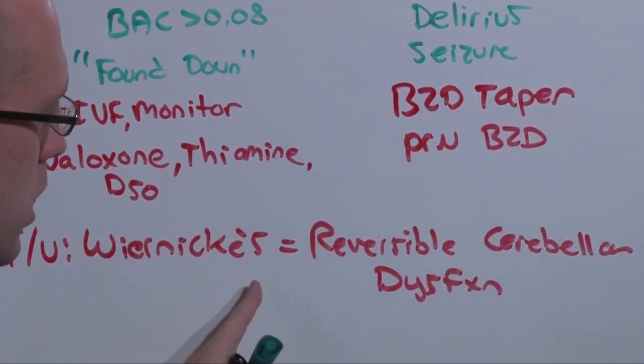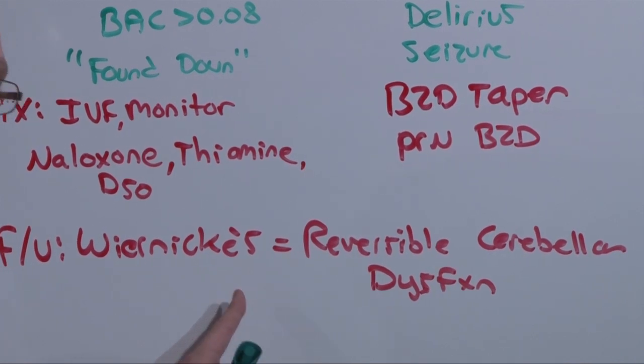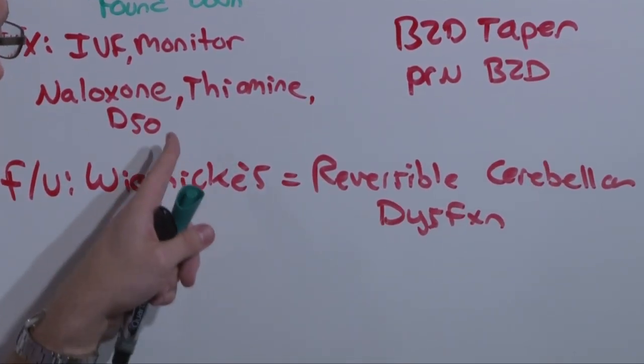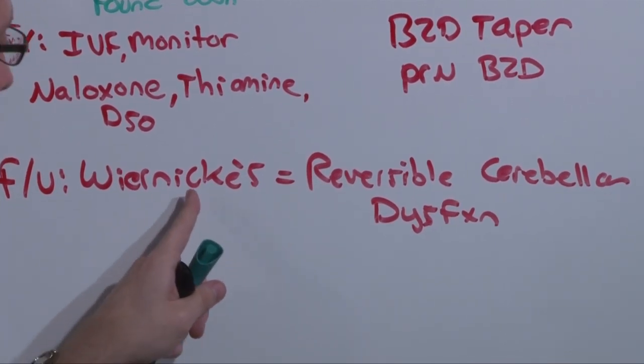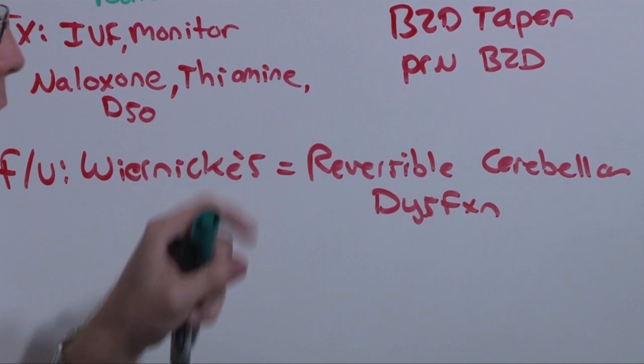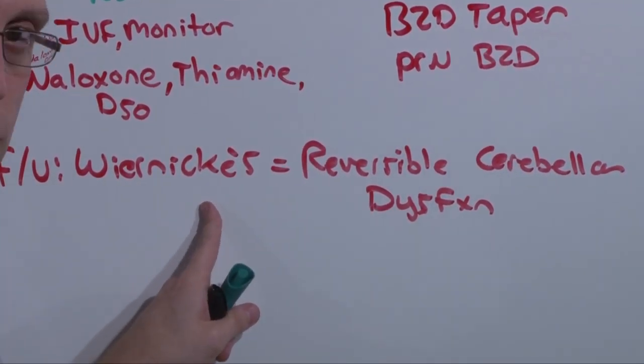And the way you treat Wernicke's is with high-dose thiamine, not just the same dose that's in a multivitamin, but high-dose thiamine. And then you can give D50. Be cautious with patients who you think are alcoholics, because if you give them D50 without giving them the high dose of thiamine, you're going to make the Wernicke's encephalopathy worse.